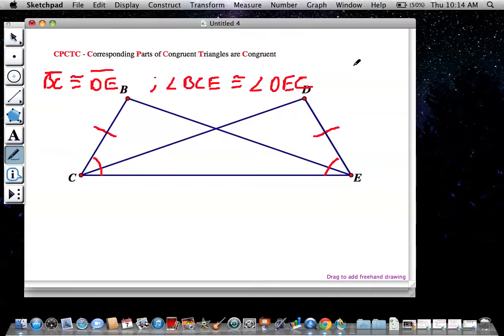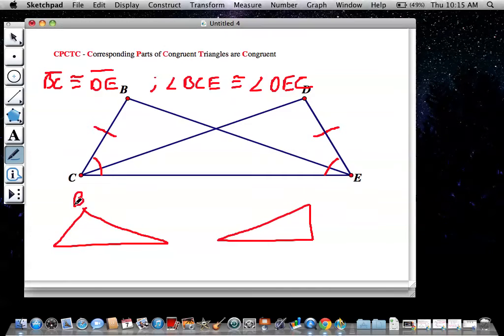Now, it's always easier if I split this triangle up. I have a triangle here and a triangle here, and I'm going to split them apart. They don't have to look alike as long as it makes it easier and you label them correctly. So BCE is there, and then DEC. I know that this angle is congruent to this angle, and I also know that this segment is congruent to this segment.